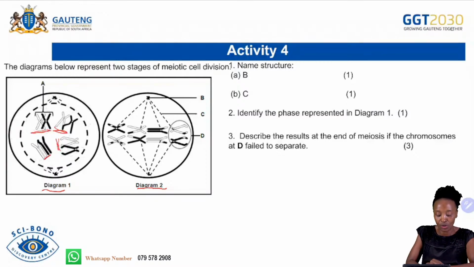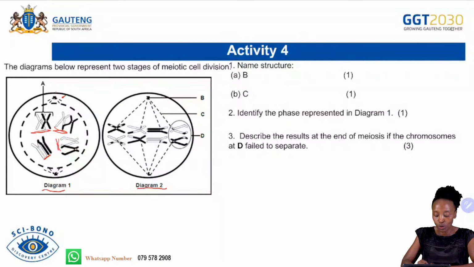We can see that the nucleus is disintegrating. We can see that the centrosome has split into 2, forming the centrioles, and the centrioles are at the poles. And we can see the spindle fibers that are being formed there. So we can conclude that diagram 1 represents prophase 1, remember.